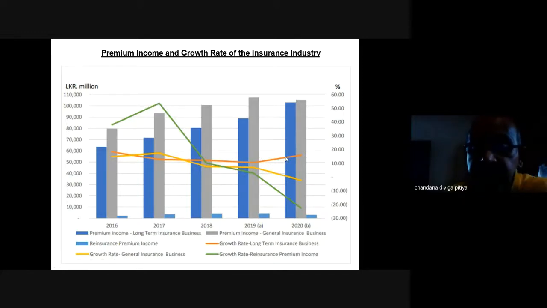Reinsurance I'll come in later. Then the growth rate of general insurance companies is coming down a little. Reinsurance premium is coming down. Reinsurance premium income means when you reinsure, they give something as a profit commission. It's coming down. That means we don't reinsure much. So all the insurance companies try to keep as much as possible.